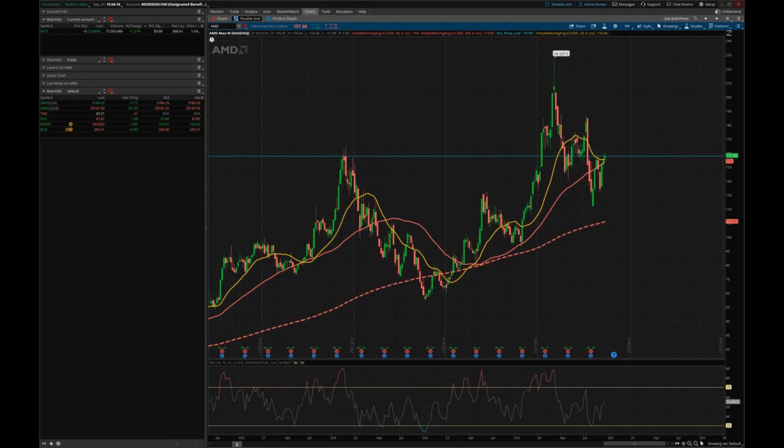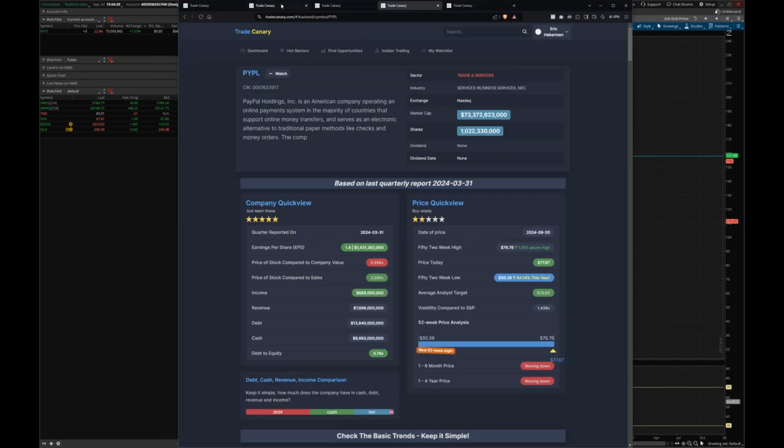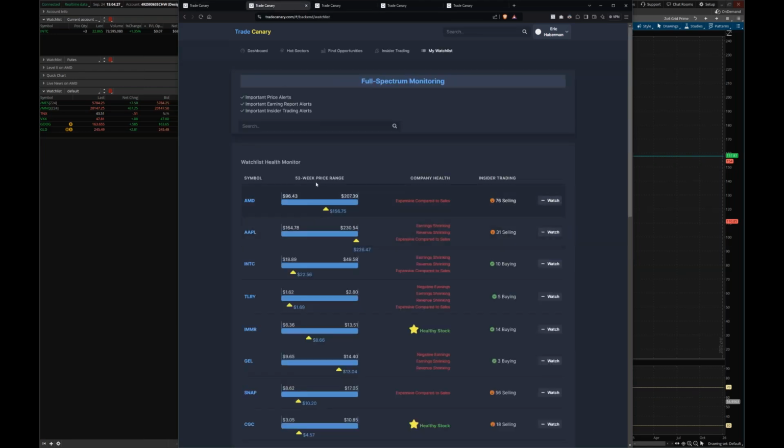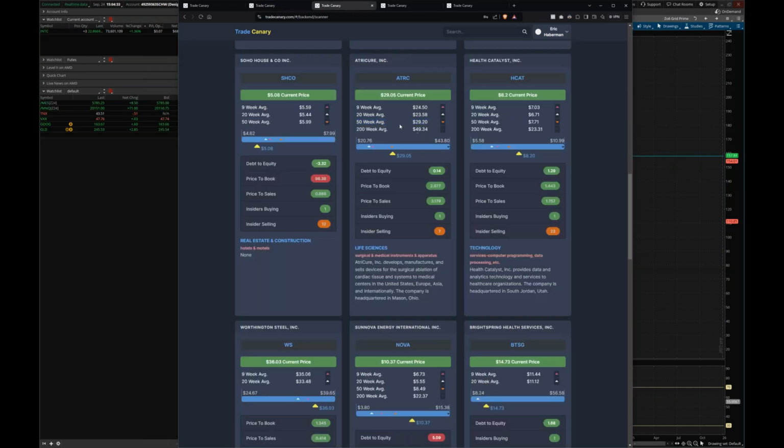So back to Trade Canary. We want you to be able to just quick scan some of these results, and you'll find it throughout the tools, right? So on your watch list, here is that price range. Now we are hiding the averages there because it clutters it up a bit. But let's just go back to this.